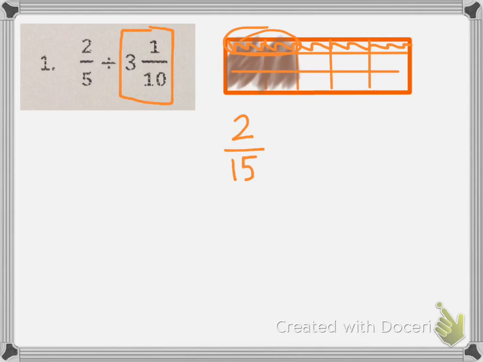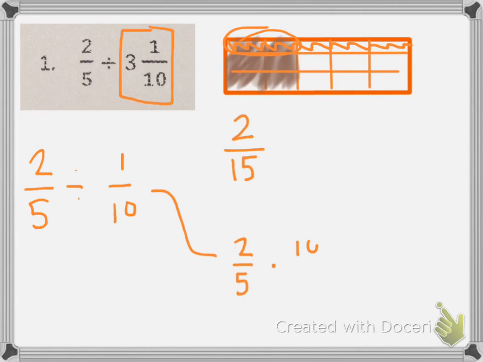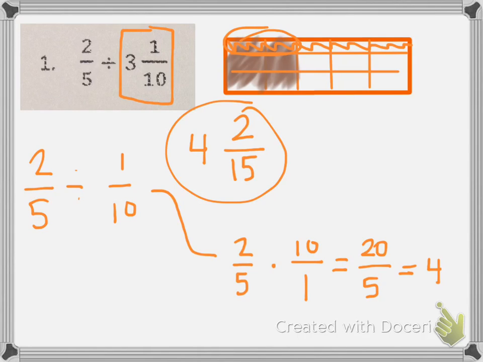But then I'm not done. I have to still do some more. I have to do 2/5 divided by 1/10, because I'm not just dividing by 3, I'm dividing by 3 and 1/10. From our algorithm I can rewrite this as 2/5 times the reciprocal, which is 20/5, and 20 divided by 5 is 4. So my answer is 4 plus 2/15. So the answer is 4 and 2/15.